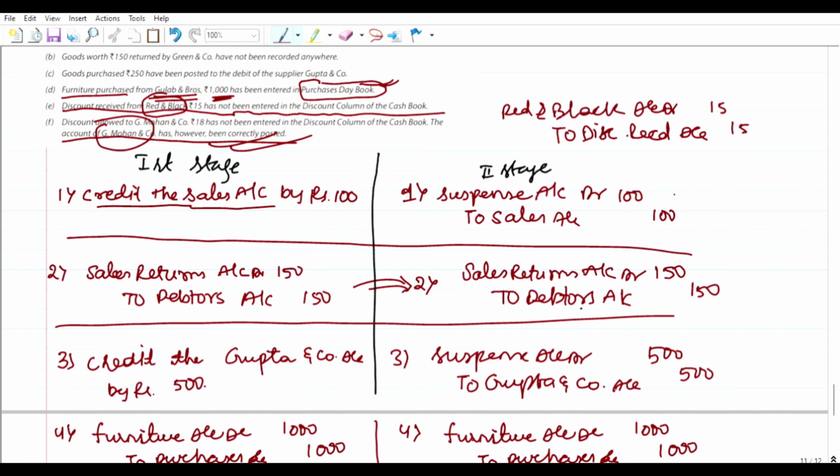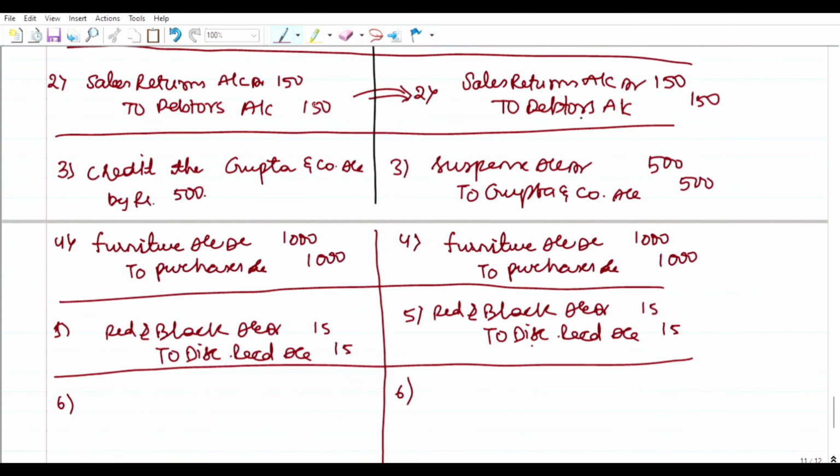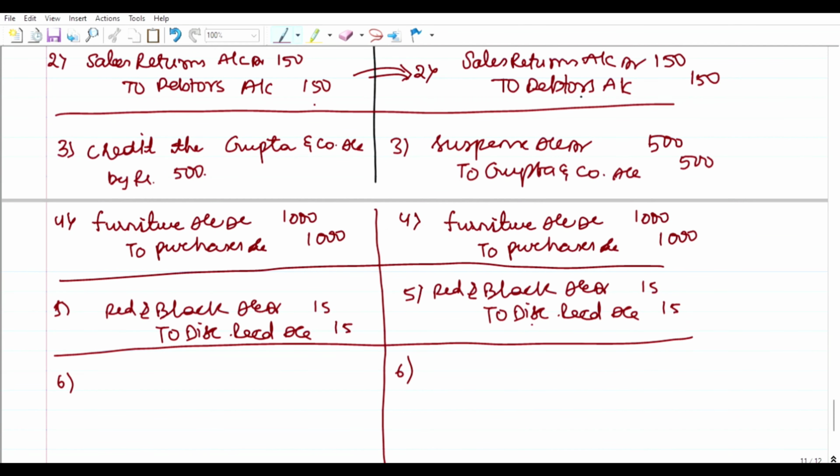Whenever we write the entry for discount allowed, what is the entry? Discount allowed account debit, to G Mohan and Company account. So they have written it in the G Mohan and Company account correctly, but they did not post into the discount allowed column. The discount column of the cash book will always be a debit balance, so they did not write this one.